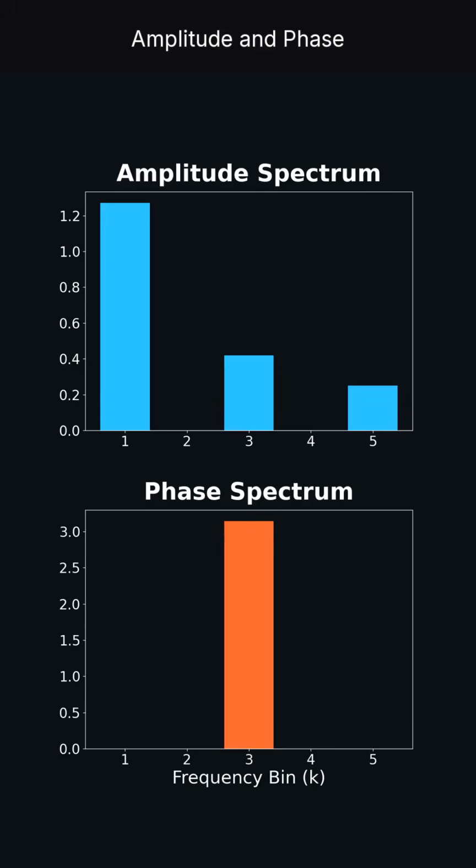A complete spectrum actually has two parts: the amplitude spectrum, showing the size of each harmonic, and the phase spectrum, showing the starting shift of each wave. Together, they hold all the information.